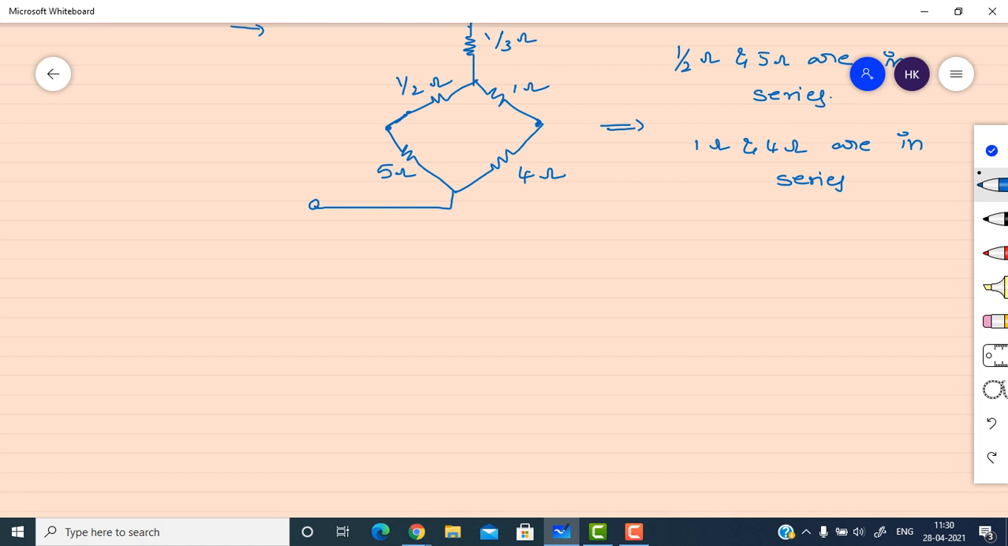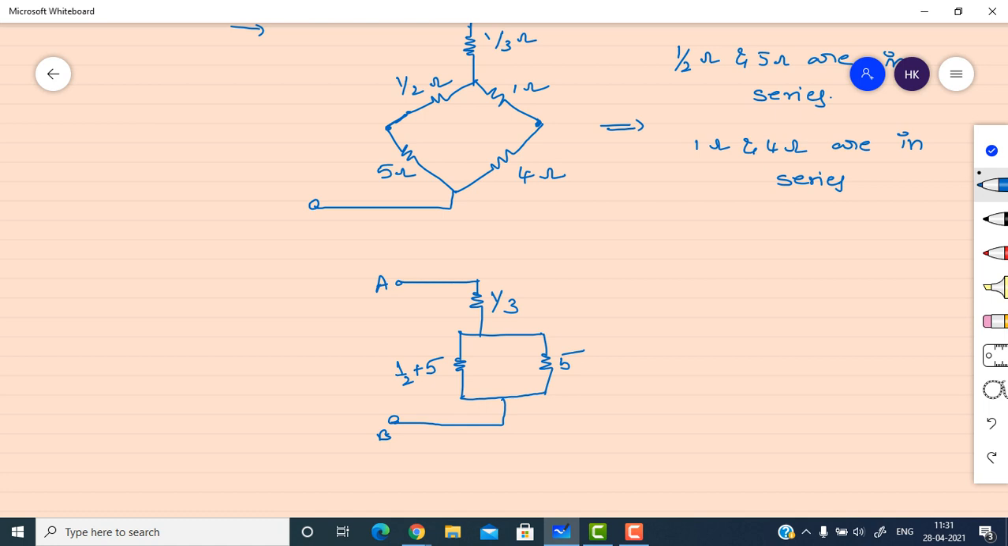2.9 ohms is the answer. So check this one. This is 1 by 3, 1 by 2 and 5 ohm series. Replace these two with an equivalent resistance that consists of 1 by 2 plus 5. Yes, correct. 1 by 2 plus 5 here. And this is 1 and 4 series, 1 plus 4. So it is 5. This is connected to B point and this is connected to A point.